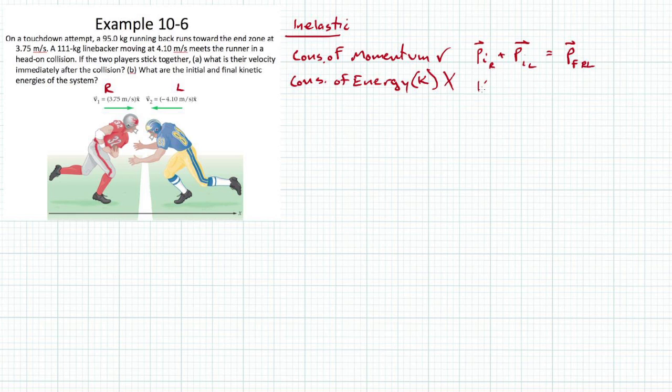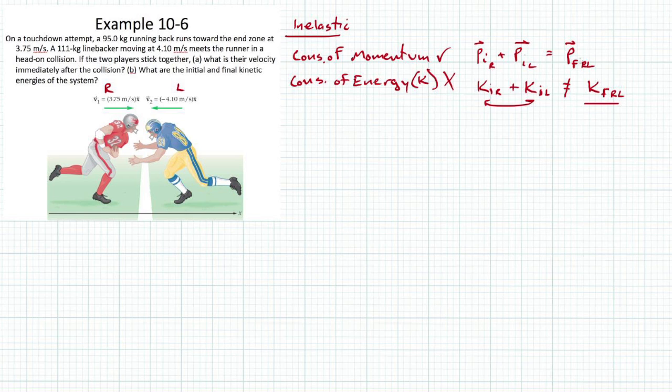But the kinetic energy of the running back plus the kinetic energy of the linebacker, compared to the final kinetic energy of the running back and linebacker, we're going to find that that is not the case. If we add the energies of these two guys together before they hit each other, it's not going to be equal to the final kinetic energy of them together.